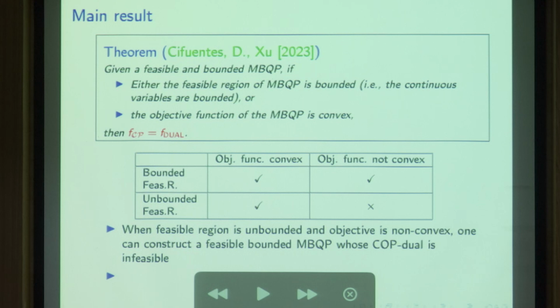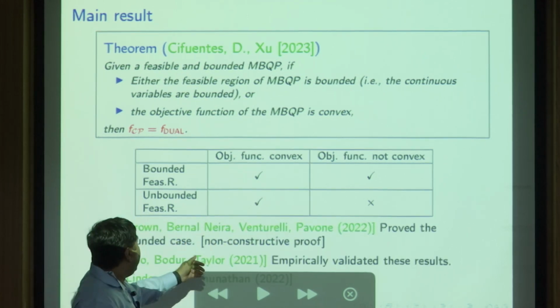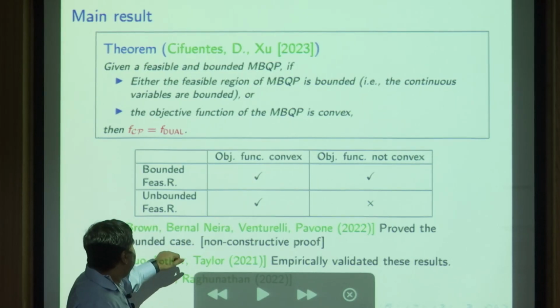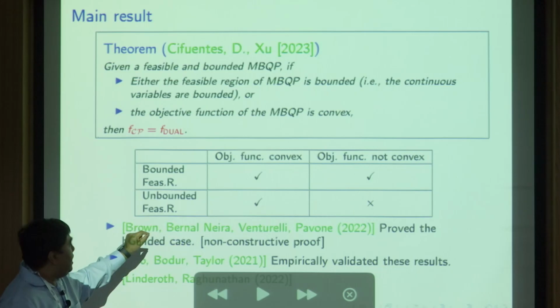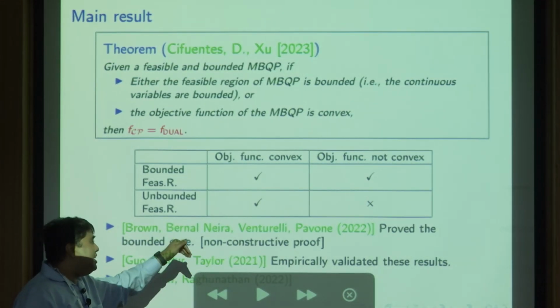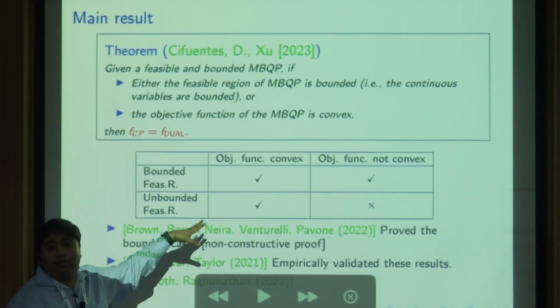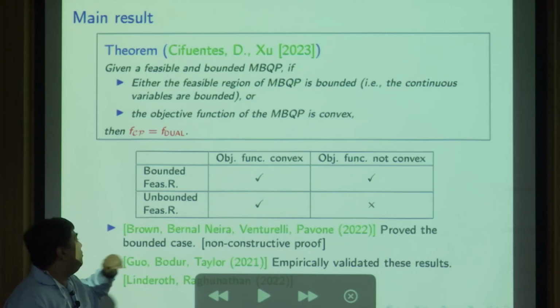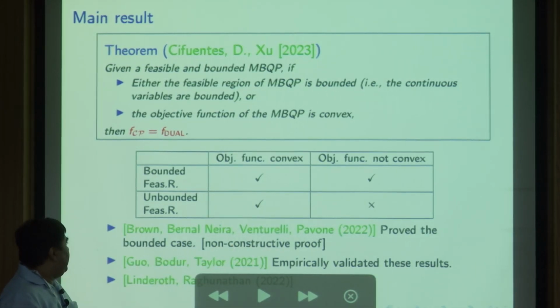So that was that. When we did this, we realized, actually, sort of a year back, a few months back, that David, who's now at Purdue, and co-authors actually proved this result for the bounded case, but their proof was not constructive. And essentially, it turns out in the bounded case, you can always show there's a Slater point. Okay, so there's actually a more straightforward proof. But I'll talk a little bit about this non-constructive stuff in the next slide.